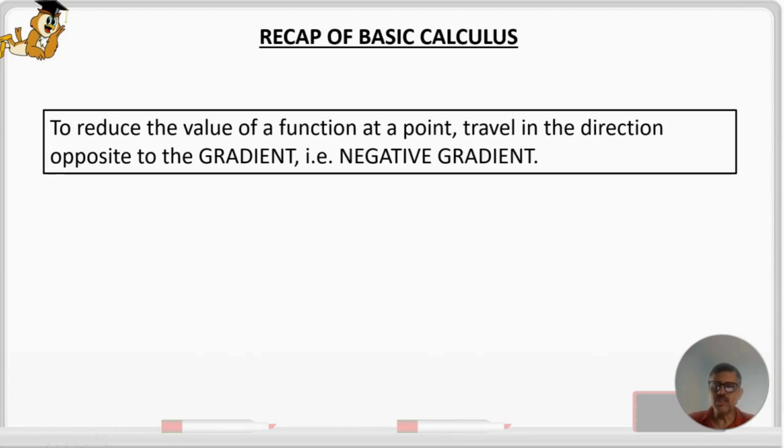So we were talking about increasing the function so far. If you wanted to reduce the value of a function, you have to travel in the direction opposite to the gradient. That is the direction of the negative gradient. So let's keep these basics from calculus in mind.